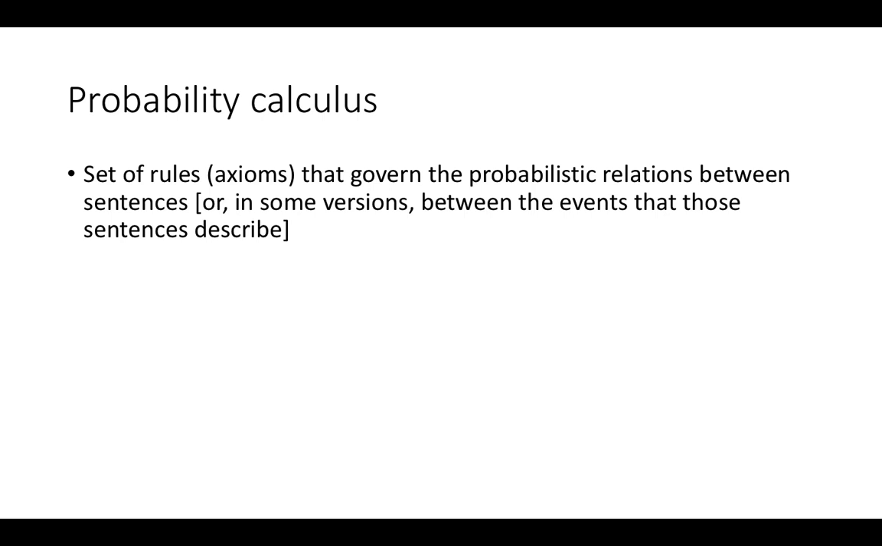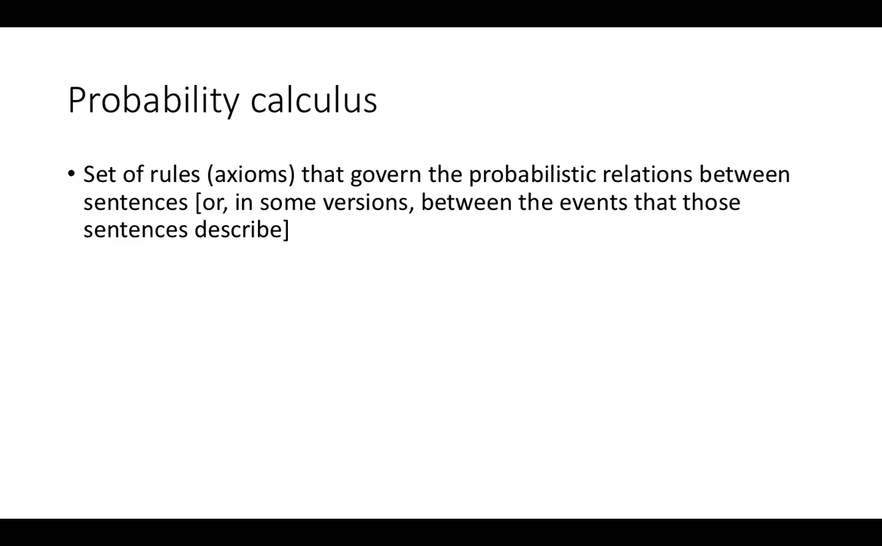Some versions of the theory think of probability as a relation holding between events, so that the rules of the probability calculus are really rules for determining how likely an event is to happen. For our purposes, the distinction between sentences and events is not very important. But I'll stick with talking about sentences because that makes clearer the continuity between probability and propositional logic.